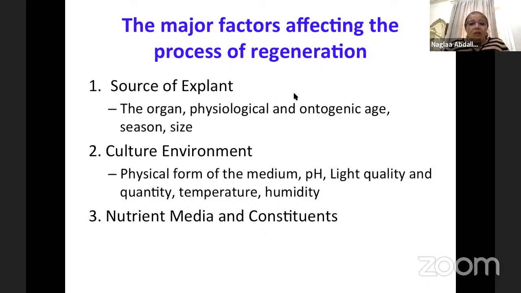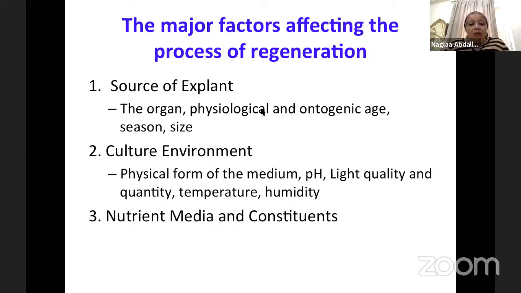The major factors affecting the process of regeneration: first of all, we need a good source of explants. This explant should have very actively dividing cells, so it should be from meristematic cells. You can use any part of the plant, or different organs, to get the suitable explants. Of course, the explant can differ from one species to another, so we have to choose the right one for each species.